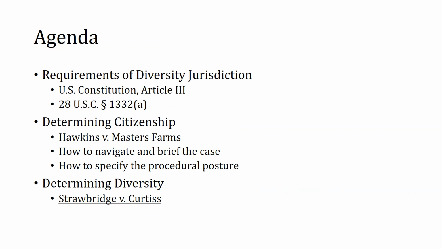Okay, and then the second piece of diversity jurisdiction analysis is once you know the citizenship of each party, you need to figure out whether they are in fact diverse and what that actually means. So for determining diversity, we look at the case of Strawbridge versus Curtis.